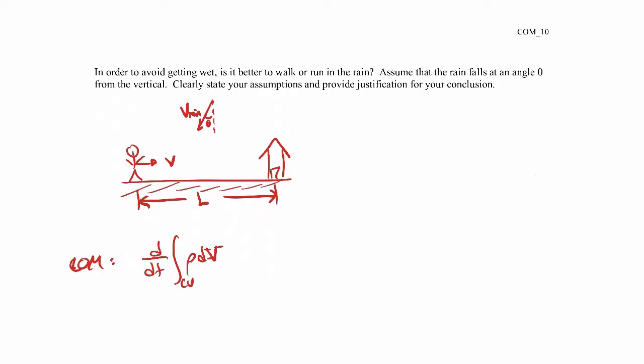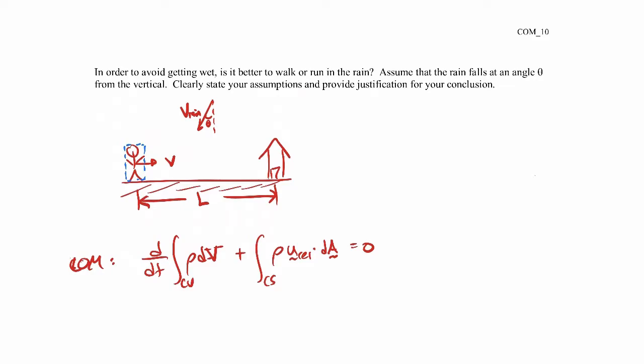So that first term is the time rate of change of mass inside the control volume. Second term is the mass flow rate term. It's the net mass flow rate out of the control volume. And since I'm applying conservation of mass to a control volume, I need to identify what my control volume is. And the control volume I'll use will be one that surrounds me, because that's where I want to minimize the amount of rain mass that I'm accumulating.